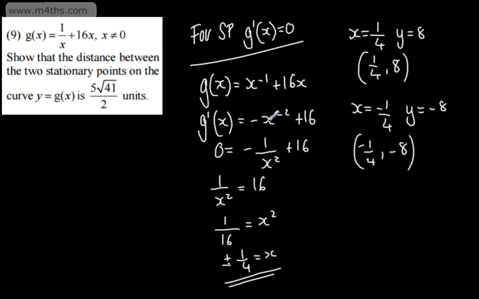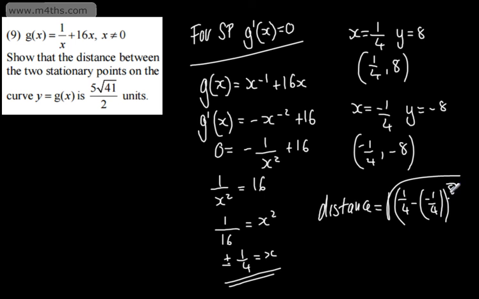So we want to show the distance. So we can say that the distance will be equal to the square root, and we're just simply using Pythagoras. We'll do 1/4 subtract negative 1/4, which we need to square, not raised to the power of 8, square, plus 8 subtract negative 8, which we need to square. So as this is a show that question, I'm just going to be a bit more careful. So what we'll have then is the following. So what's that going to be?